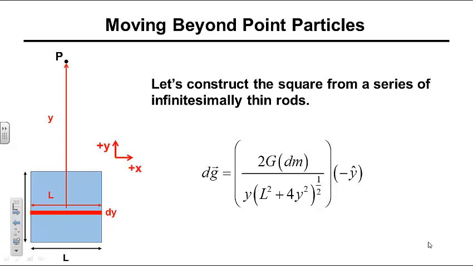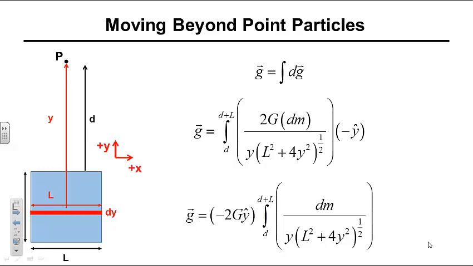Based upon the definitions of the x-axis and y-axis in our system, this gravitational field points in the negative y-axis direction. In other words, the gravitational field at position P points towards the rod and thus towards the square. The closest any rod in the square can be to the position P is d, and the farthest is d plus L. Thus the limits of the integration in our calculation are from d to d plus L. The gravitational constant and the y hat unit vector are constants and can be taken outside of the integral.